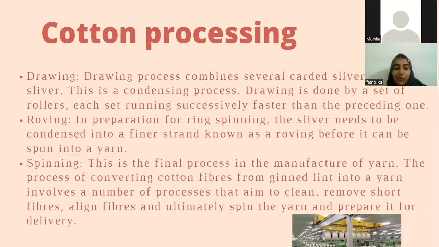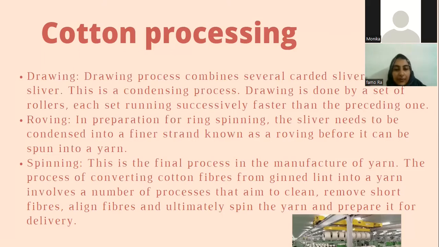Now the next very important process is the spinning process. This is the final process in the manufacture of yarn. All these thin strands, or the sliver, are then spun together to form a yarn. Yarn is what we call a thread. In layman's terms, it is called a thread.